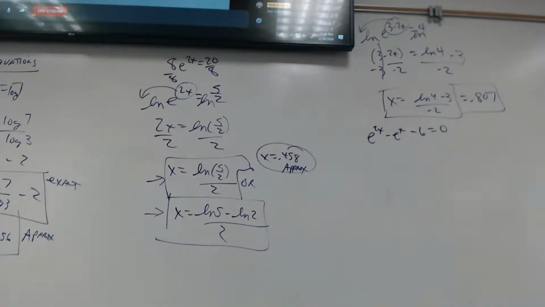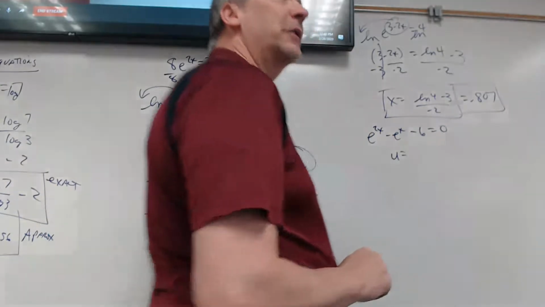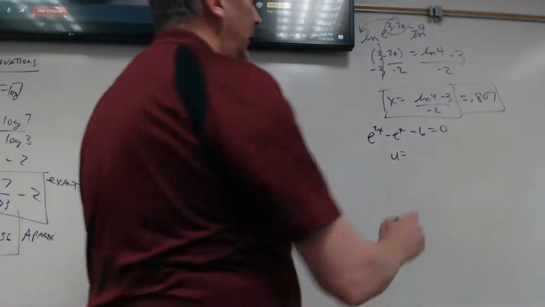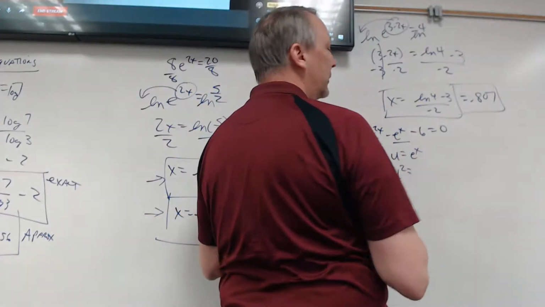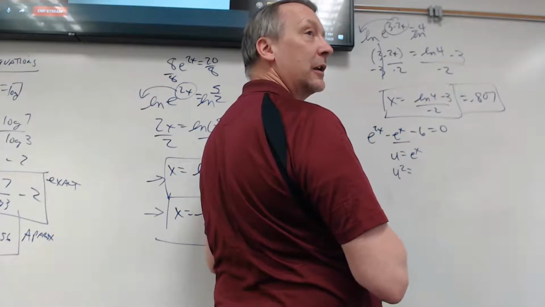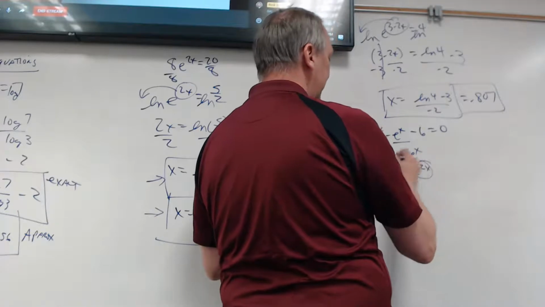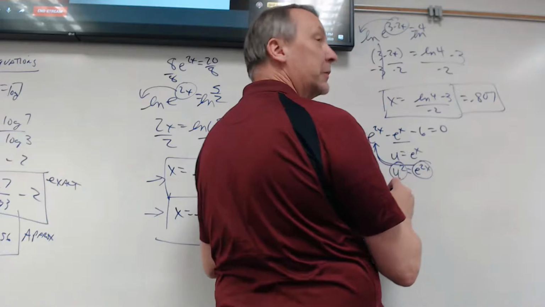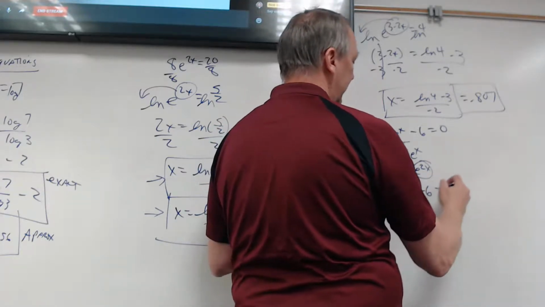Now, for those of you who don't see that, I'm going to introduce you to something. Bailey, what should I let u equal? Do you remember u substitution? You want to let u equal the middle term, e to the x, and therefore u squared equals e to the 2x. So now I can substitute this in there. So this becomes u squared minus u minus 6 equals 0.